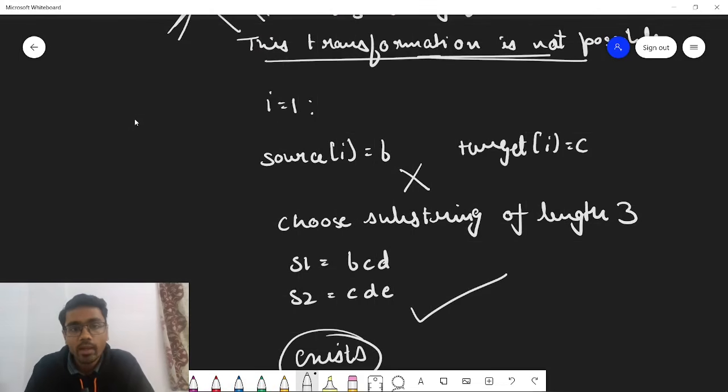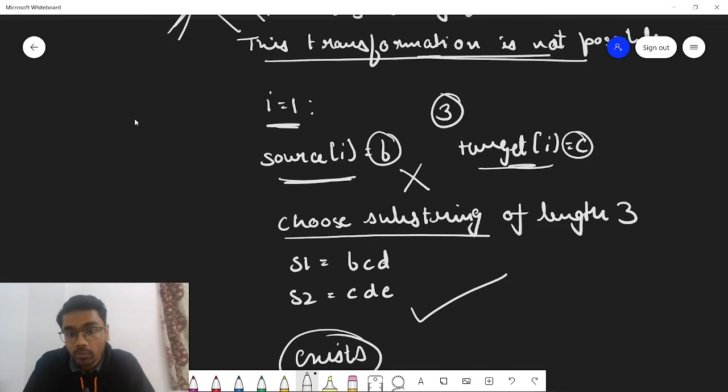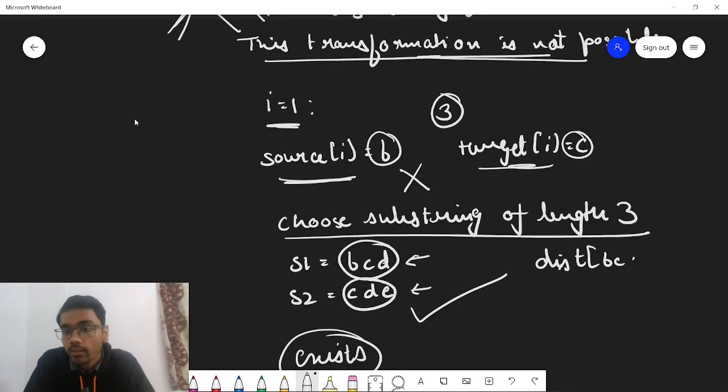Now we will come to index I equal to 1. At I equal to 1, the source of I is B and the target of I is C. This is not matching, so we cannot convert B to C. So what is the next substring we can choose? We can choose a substring of length 3. From the source string we get the substring BCD, and from the target string we get the substring CDE. Now we will check the minimum cost to convert this source string BCD to this target string CDE.